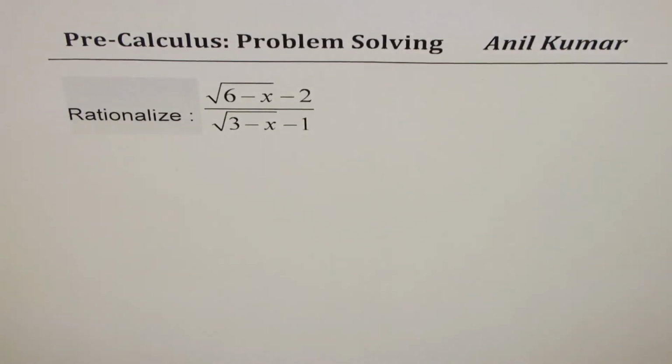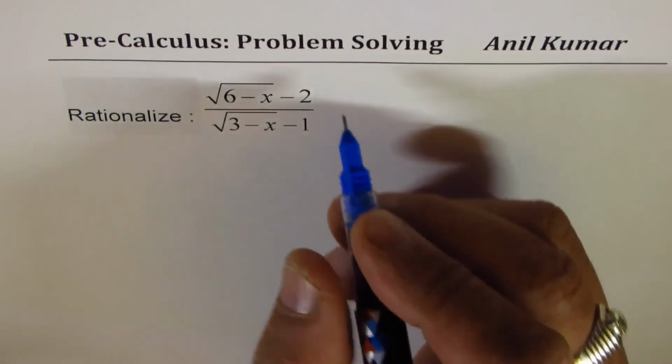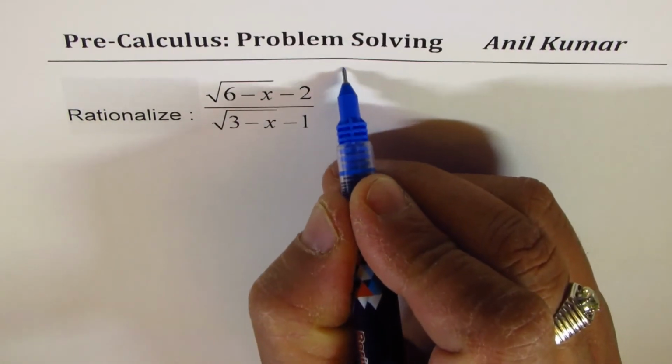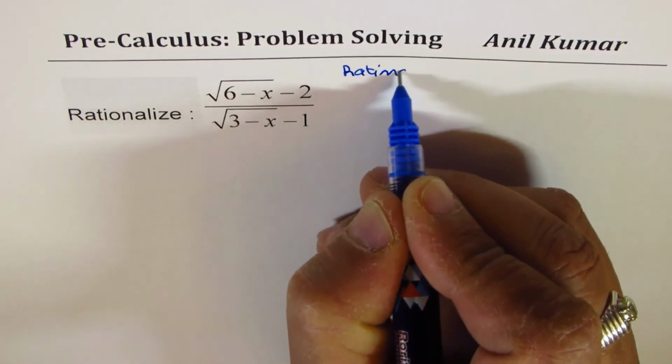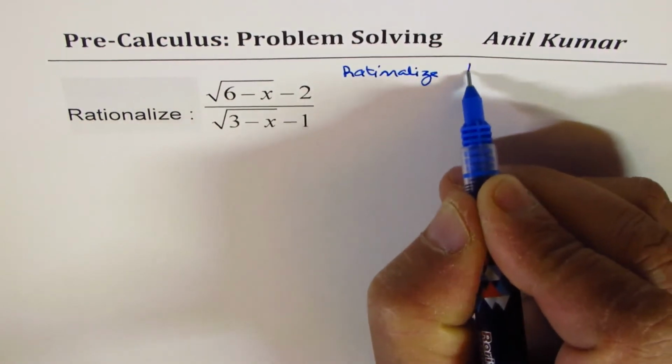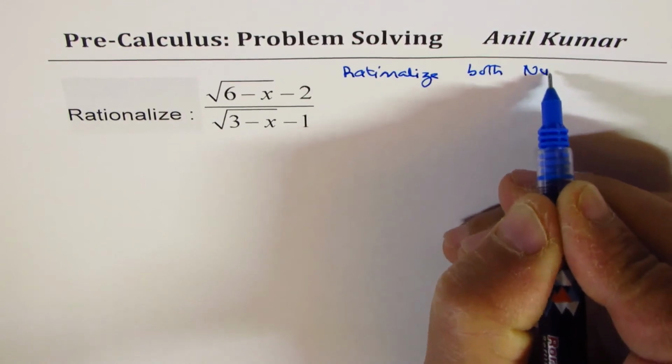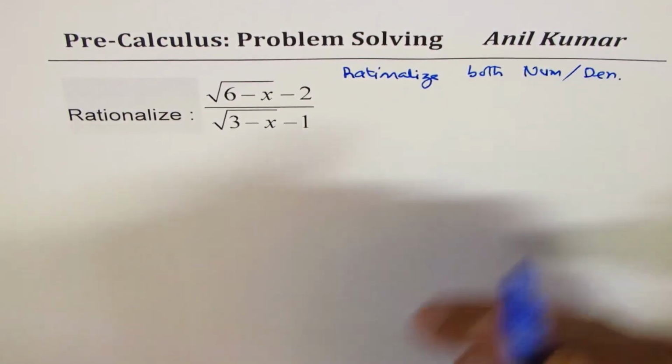Okay. So here is the last one, which is kind of interesting. You find that we have a radical sign in both numerator and denominator. So in such questions, we will rationalize both numerator and denominator. Do you get my point?